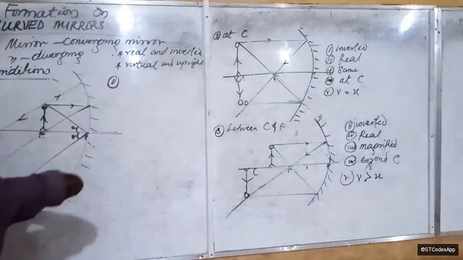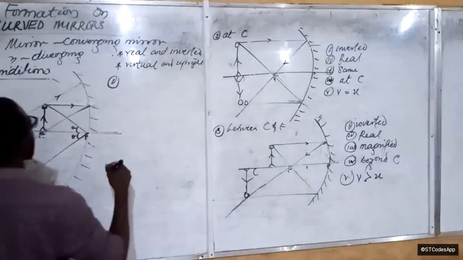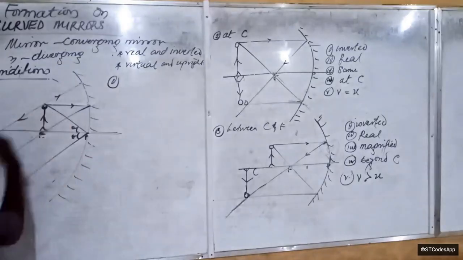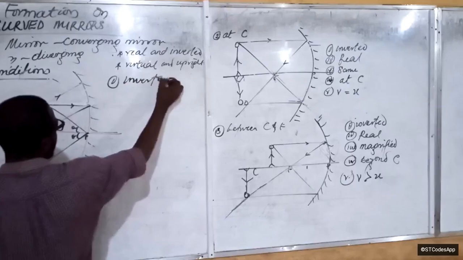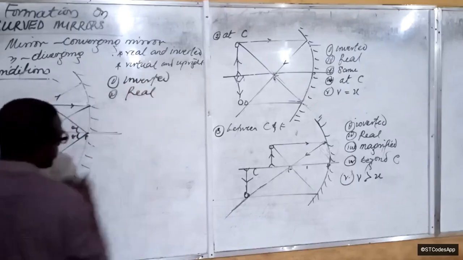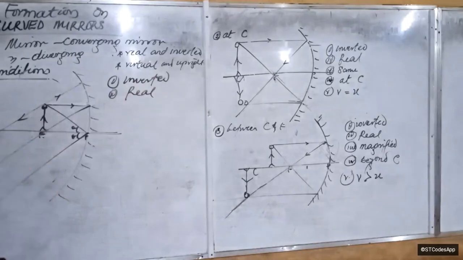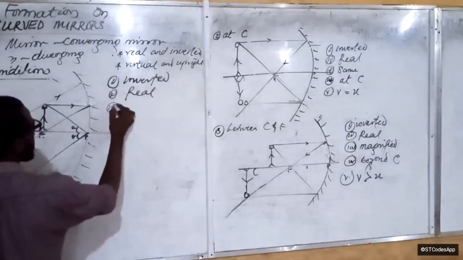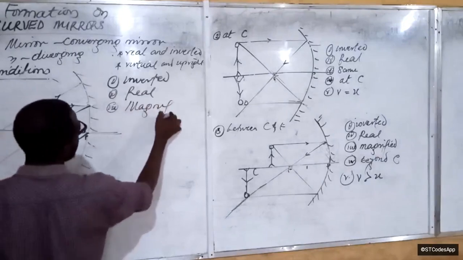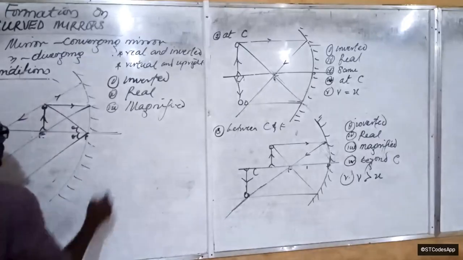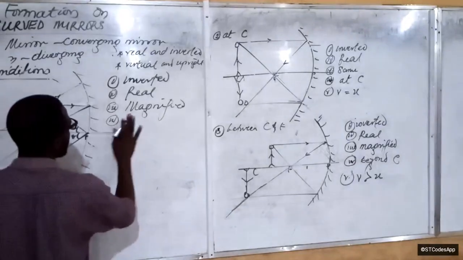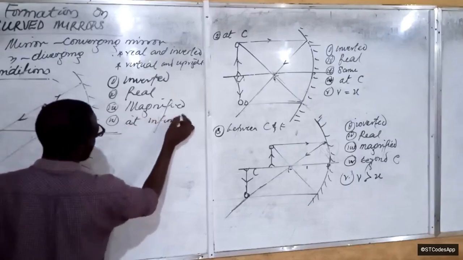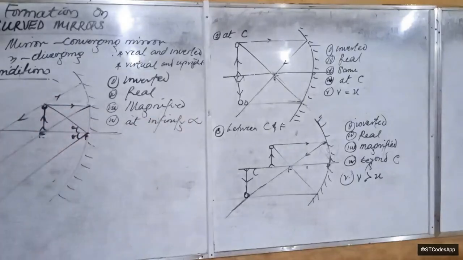So what is going to be the case? It's going to be inverted, because it's going to be formed on the other side. Since it's formed on this other side, the image is going to be inverted. And since it is inverted, it's most likely going to be a real image. And from what you are seeing, it's going to take forever before the rays meet, right? So what does that mean? The image is going to be magnified. And the position where it is formed will be at infinity. So that image is going to be formed at infinity.